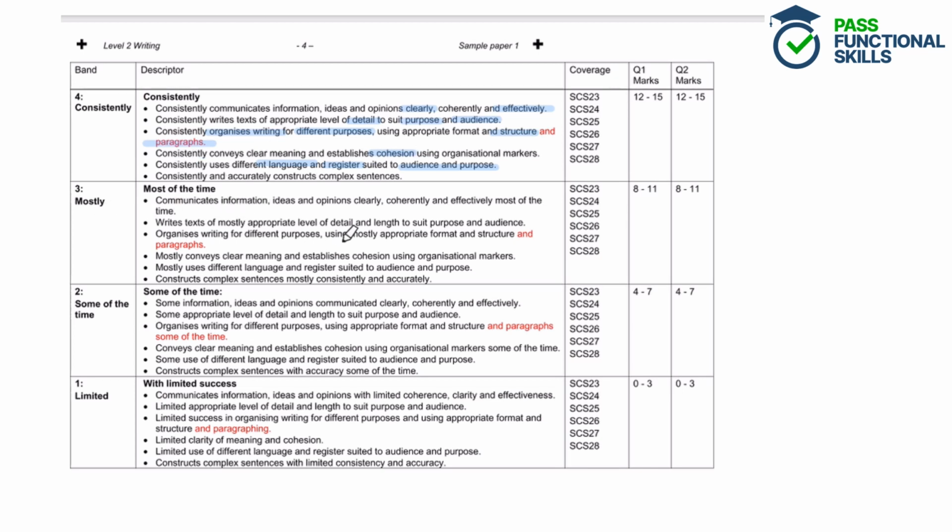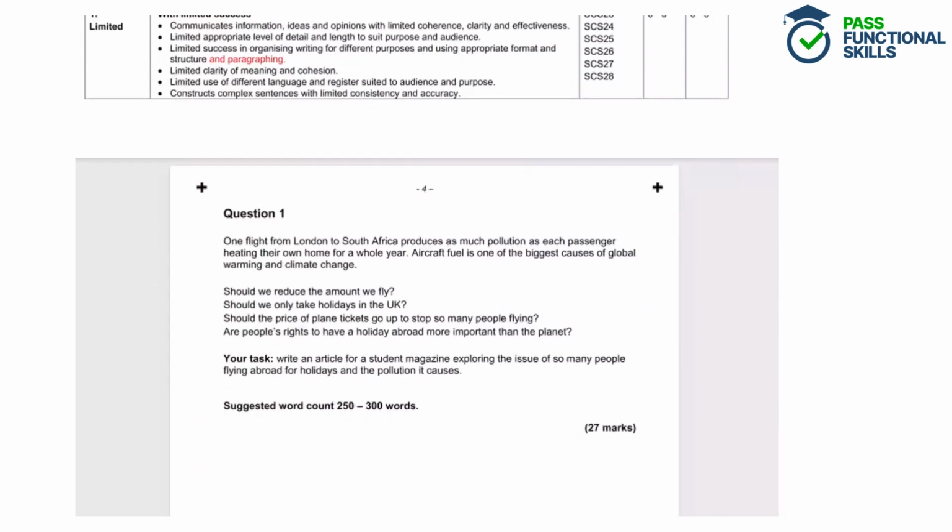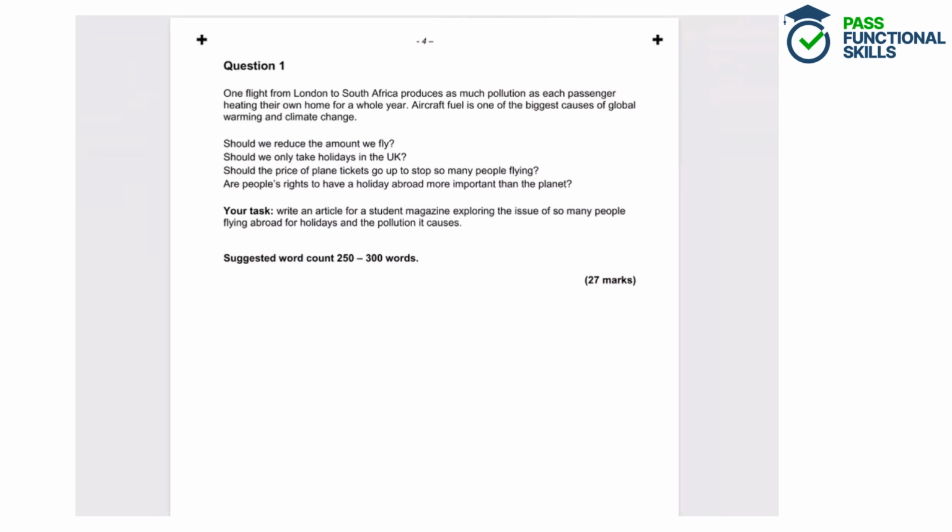Consistently and accurately constructs complex sentences. Now, complex sentences are sentences with lots of ideas contained in one sentence, and this will help you to achieve cohesion as well, because you'll be connecting ideas together in a single sentence. So now that you know what you'll be marked on, let's take a look at the first question.